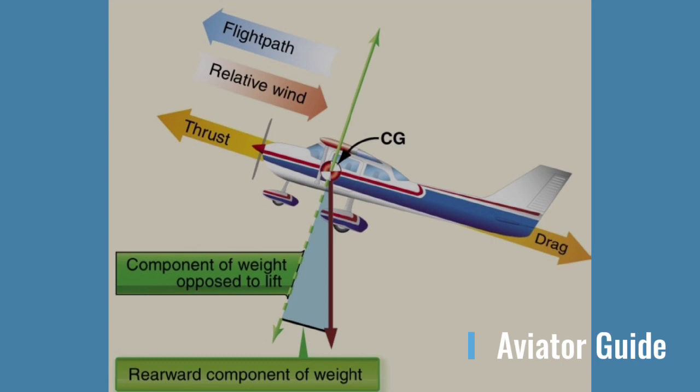In glides, a portion of the weight vector is directed forward and therefore acts as thrust. In other words, anytime the flight path of the aircraft is not horizontal, lift, weight, thrust and drag vectors must each be broken down into two components. By using the aerodynamic forces of thrust, drag, lift and weight, pilots can fly a controlled, safe flight.